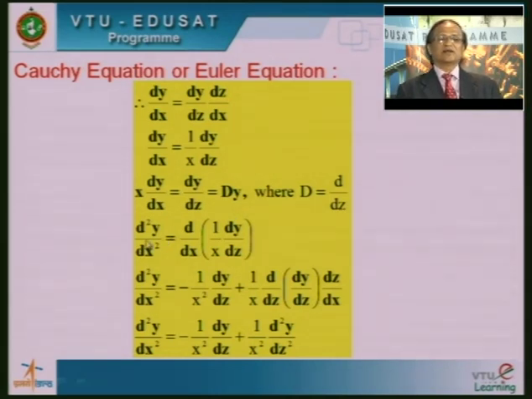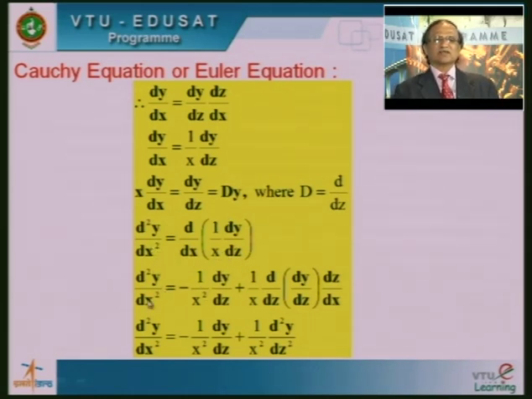Exactly in the similar way, now I want to find out what is the value of d square y upon dx square. So, this can be written as d by dx of dy by dx. What is the value of dy by dx? So, dy by dx is 1 by x dy by dz. Here we have obtained dy by dx is equal to 1 upon x into dy by dz. Is it clear? Okay. So, d by dx of 1 upon x into dy by dz. It means now I want to differentiate this function with respect to x.